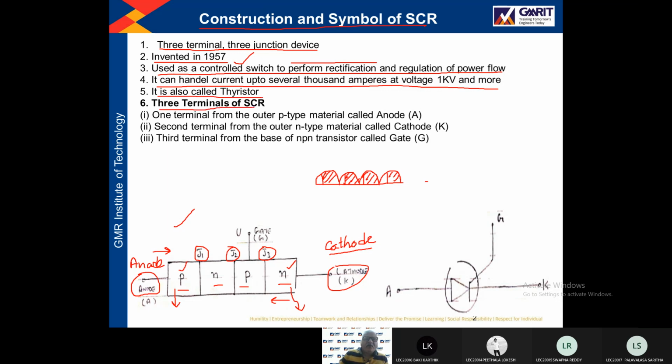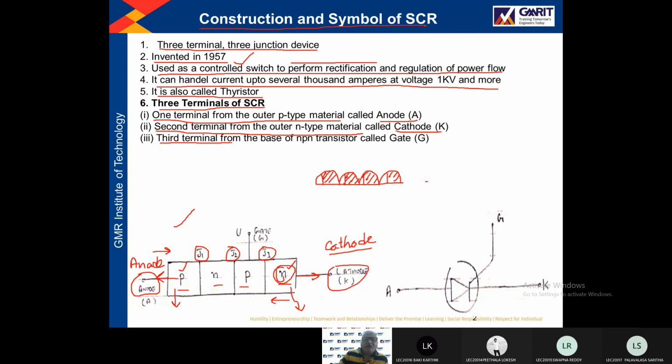The three terminals of SCR are: one terminal from the outer P type material. As I told you, this is the outer P type material. From there we take one terminal, and this is called anode A. The second terminal is from the outer N type material, this one. From here you take one terminal, and this is called the cathode.